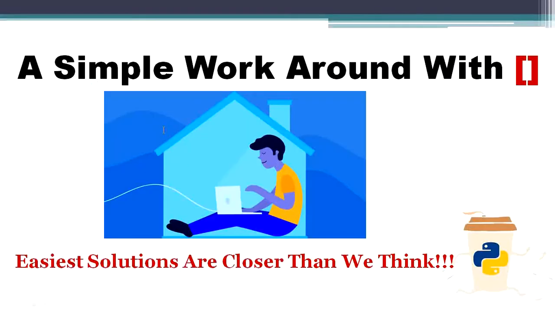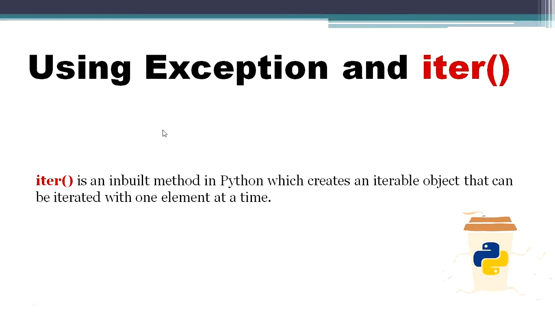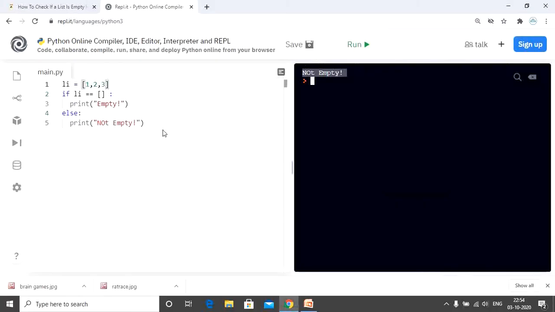Now that brings us to the final method. This is a very silly method, however it works. In this method we will be using an exception along with the iter function. Before moving into the code, let me tell you, the iter function is an inbuilt method in Python which creates an iterable object that can be iterated with one element at a time. I hope that was clear. Now let us jump into our programming screen.